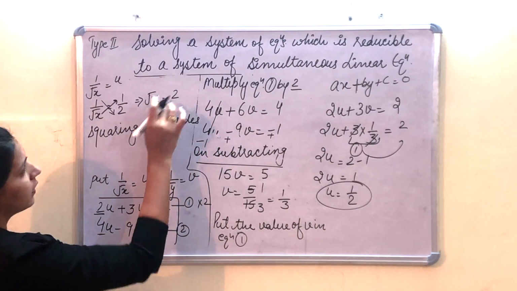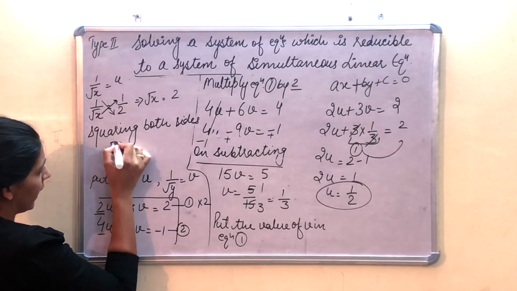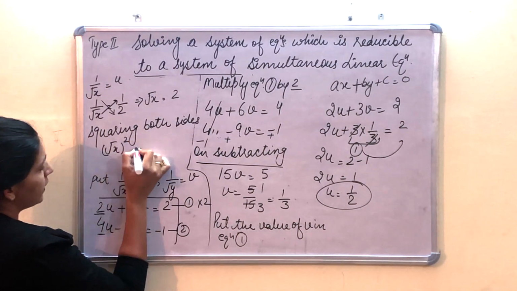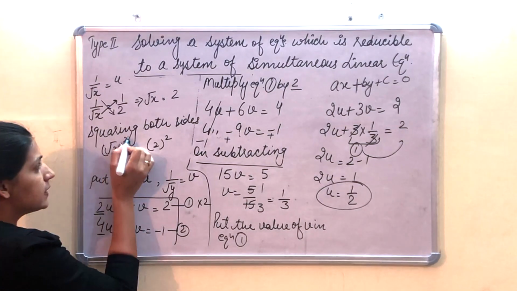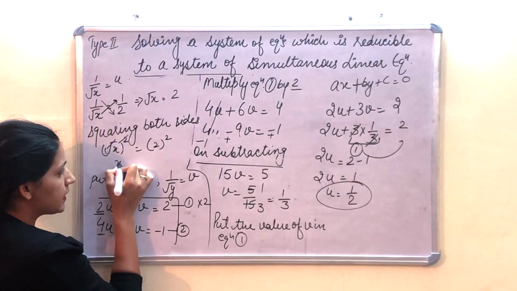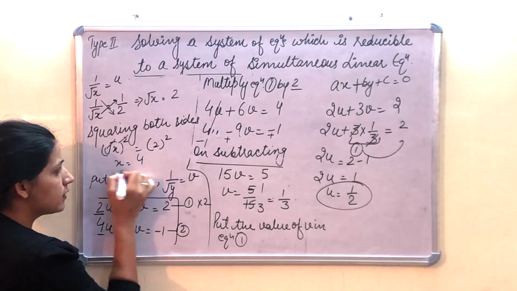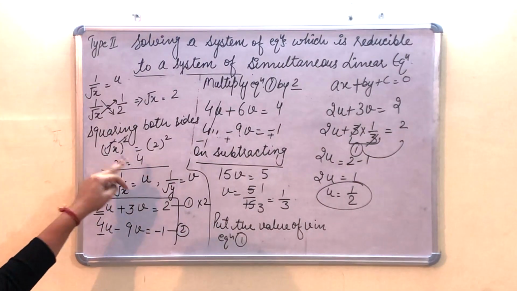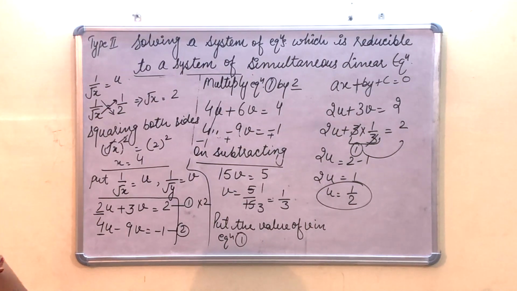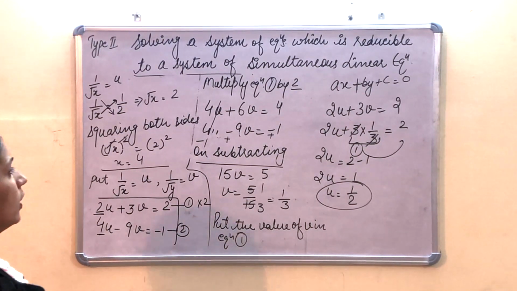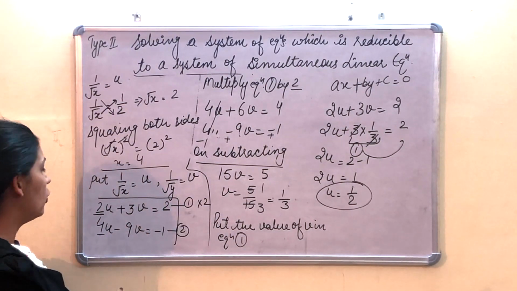So if we do squaring, it is under root x square and it is our 2 square. Under root and square cancels each other. It is x and it is square of 2, it is 4. So the value of x is equal to 4. Same as it is, we find the value of v.